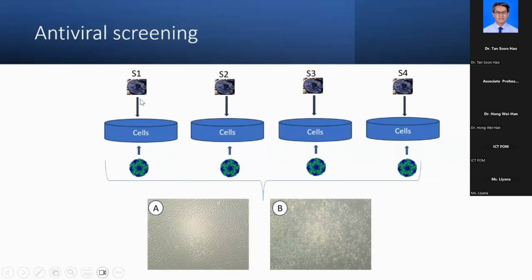Firstly, we treated the cells with the extract, leave it for about 2 hours to 24 hours, then followed by virus infection. Any cells that show no morphological changes, we call no CPE, cytopathic effect, because once virus infects cells, it will kill the cells or cause the cells to change their morphology. For example, look at this picture B. This is the well of cells that were infected by virus, and this is uninfected.